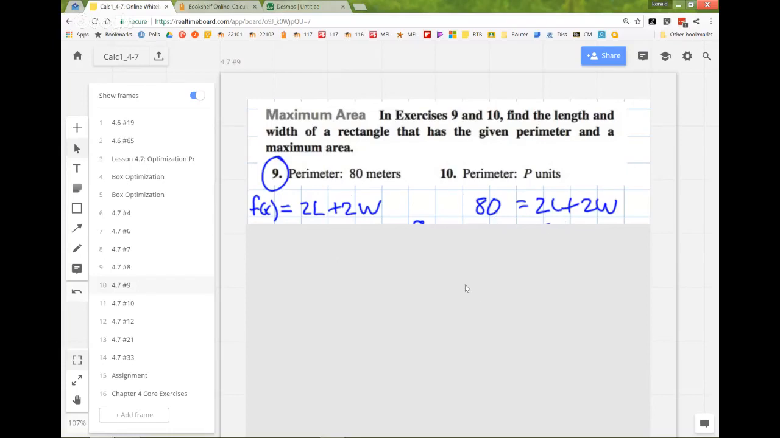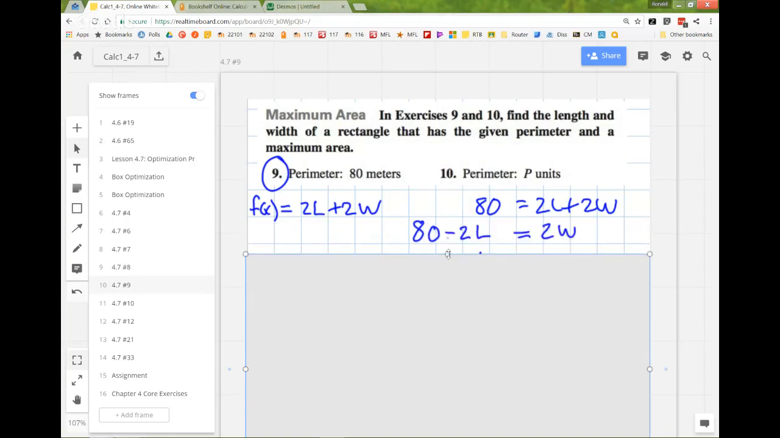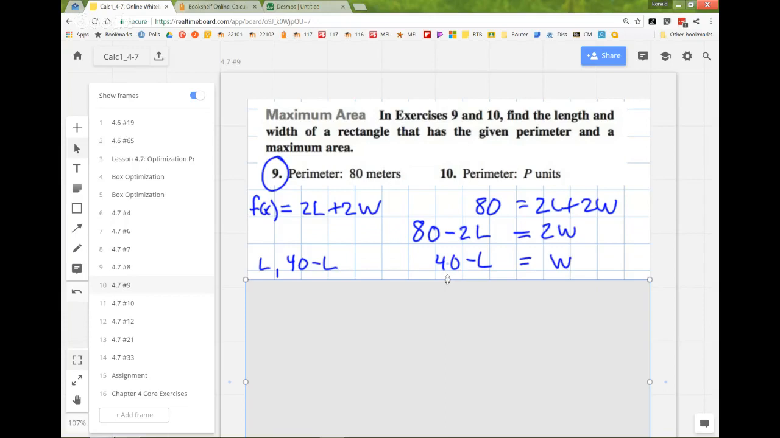Okay, we have 2 variables there, L and W, and we'd like to get rid of one of them. So, same old deal. Let's solve for one of them. Let's solve for W. Subtract 2L from both sides, divide both sides by 2, and there we have an alternate name for W, 40 minus L. And if you look over here on the left, those are basically our length and our width. And we have only one variable, which is good.